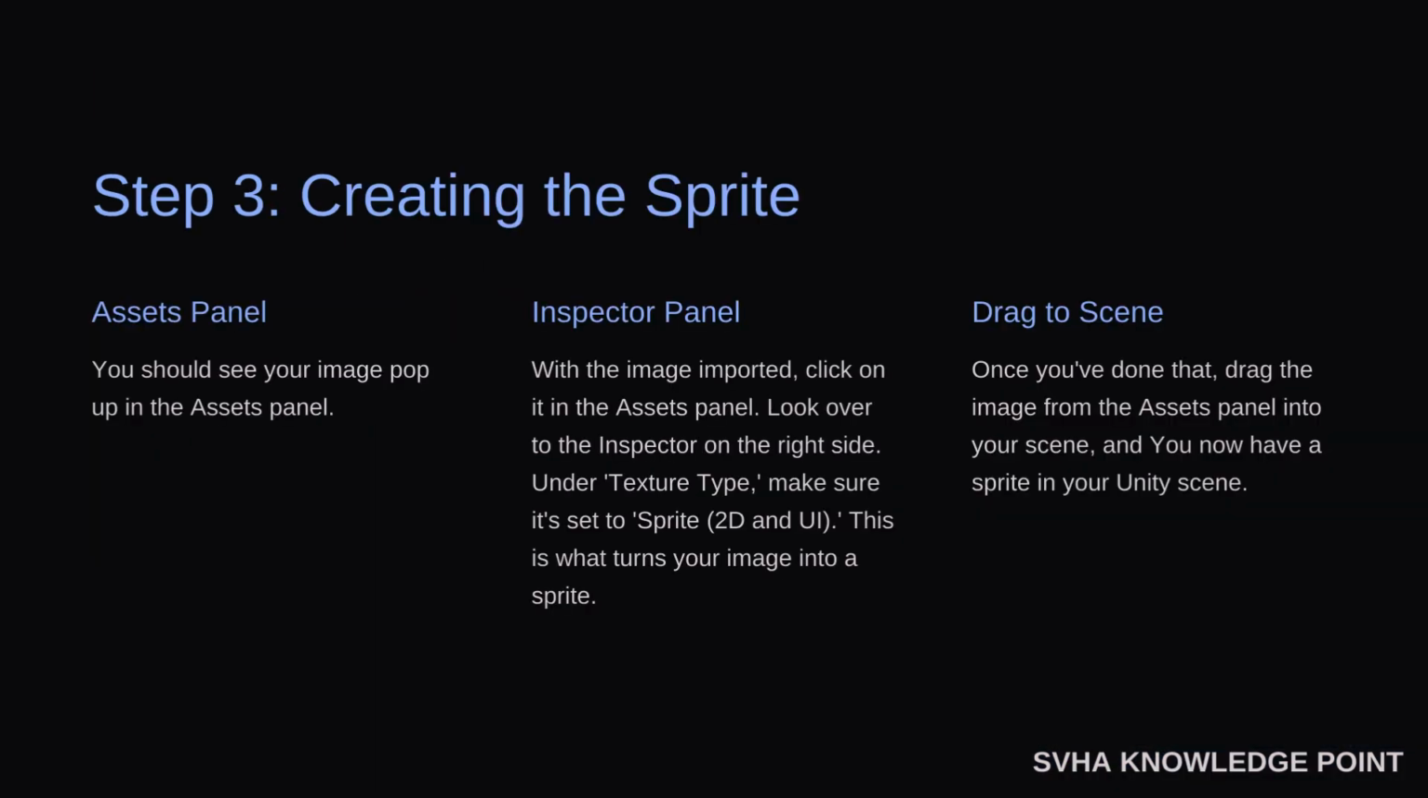Step 3. Creating the sprite. With the image imported, click on it in the Assets panel. Look over to the inspector on the right side. Under Texture Type, make sure it's set to Sprite, 2D and UI. This is what turns your image into a sprite. Once you've done that, drag the image from the Assets panel into your scene, and voila! You now have a sprite in your Unity scene.